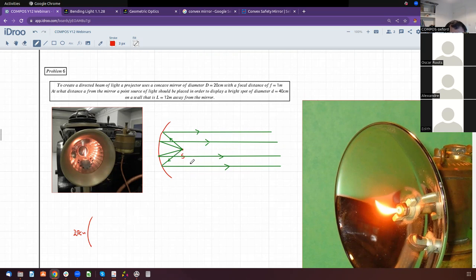you will see that the light will come out parallel. And if the mirror is 20 centimeters, the bright spot will also be 20 centimeters. So you need the rays to diverge. In order to do that, the source must be moved further away. So let's have a look.